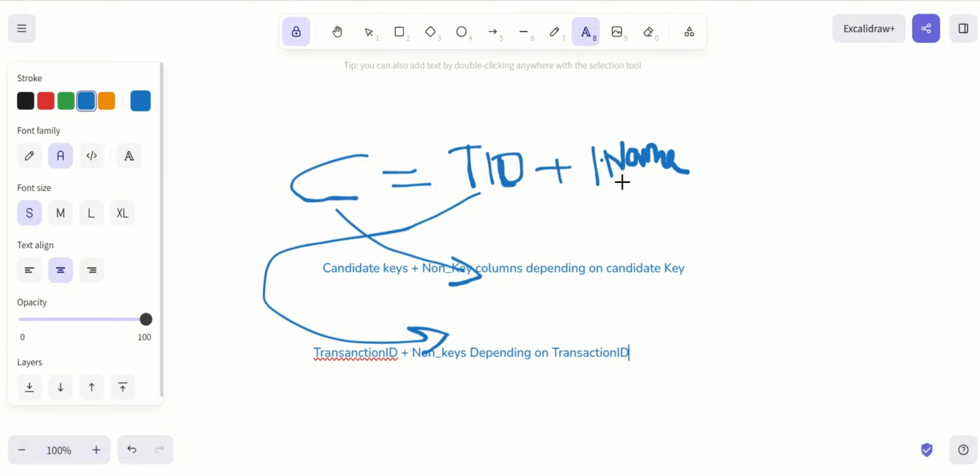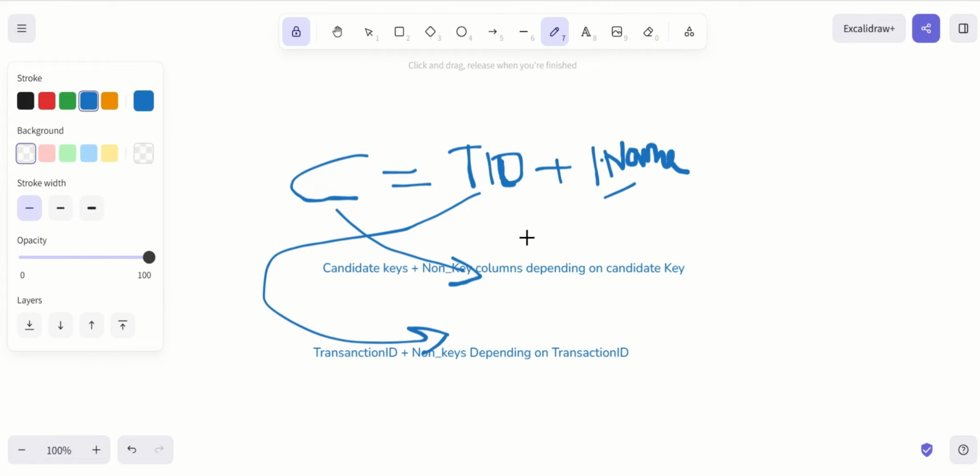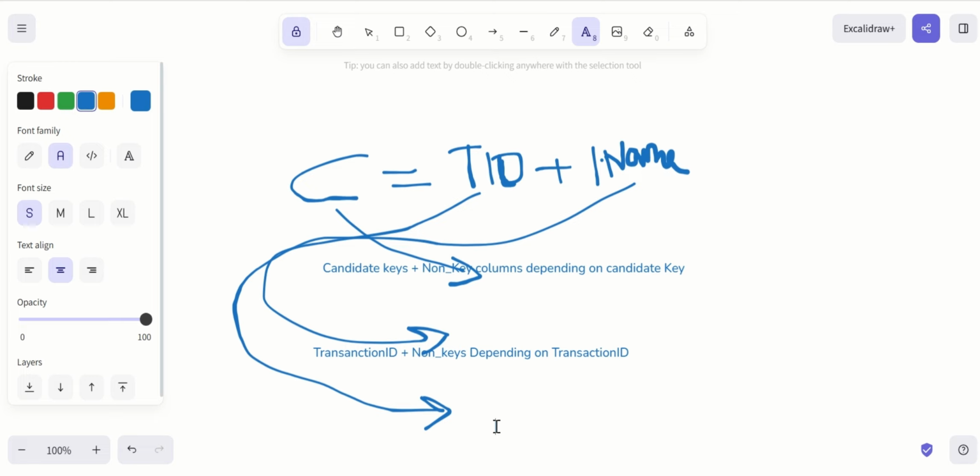And this other table will come from the item name, plus the non-key columns depending on the item name.